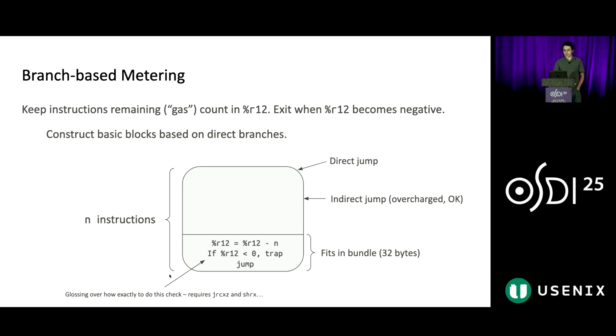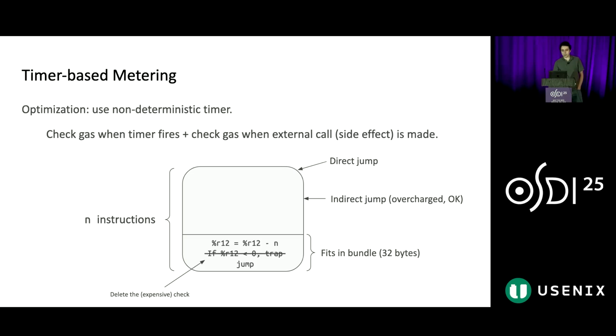It turns out that this conditional branch is kind of expensive, especially if we have to perform it at the end of every basic block. So we have an alternative optimization called timer-based metering, where we delete this check and instead have a non-deterministic timer that fires at some interval. We're still tracking the gas, we're just not checking it. We check the gas when the timer fires and when an external call is made, like a side effect.